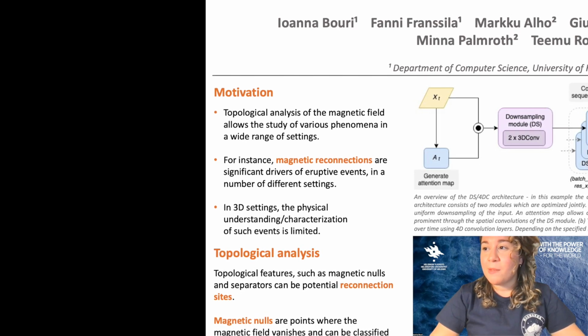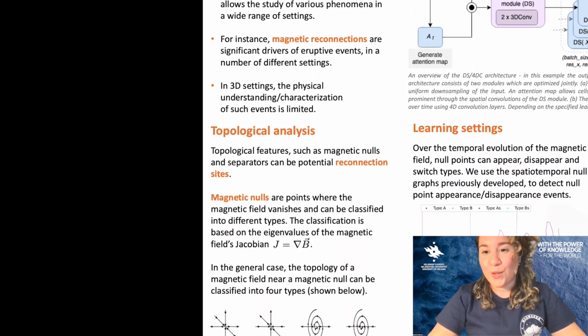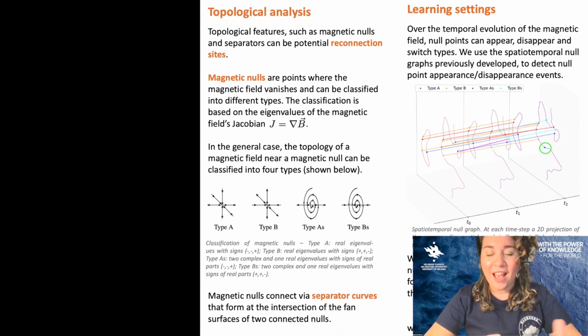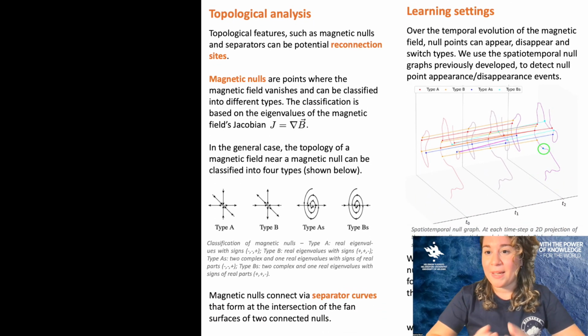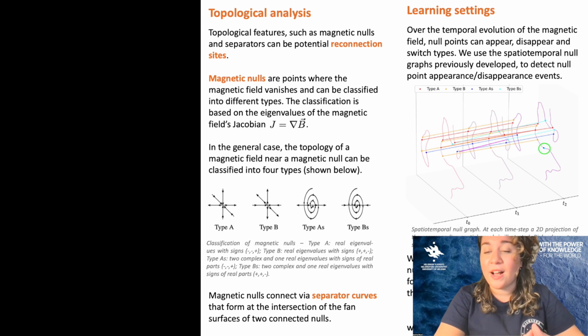So first, we begin our analysis by extracting some meaningful topological features from the 3D magnetic field, namely magnetic nulls and separator curves. Magnetic nulls are points where the magnetic field essentially vanishes, and they can be classified into 4 different types that characterize the local topology of the field around them.